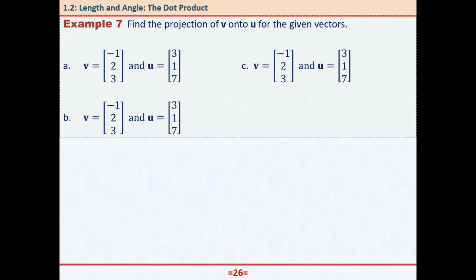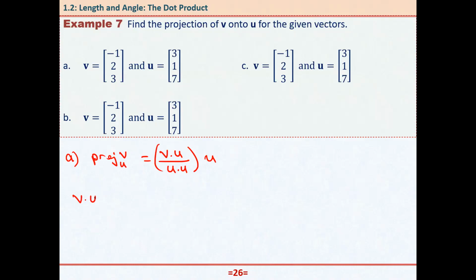Okay. Let's see one example here. Find the projection of V onto U for the given vectors. Let's do only one of them, and the rest you will practice yourself. Let's do A. We need to find the projection of V onto U. That is equal to V dot U over U dot U, times U.